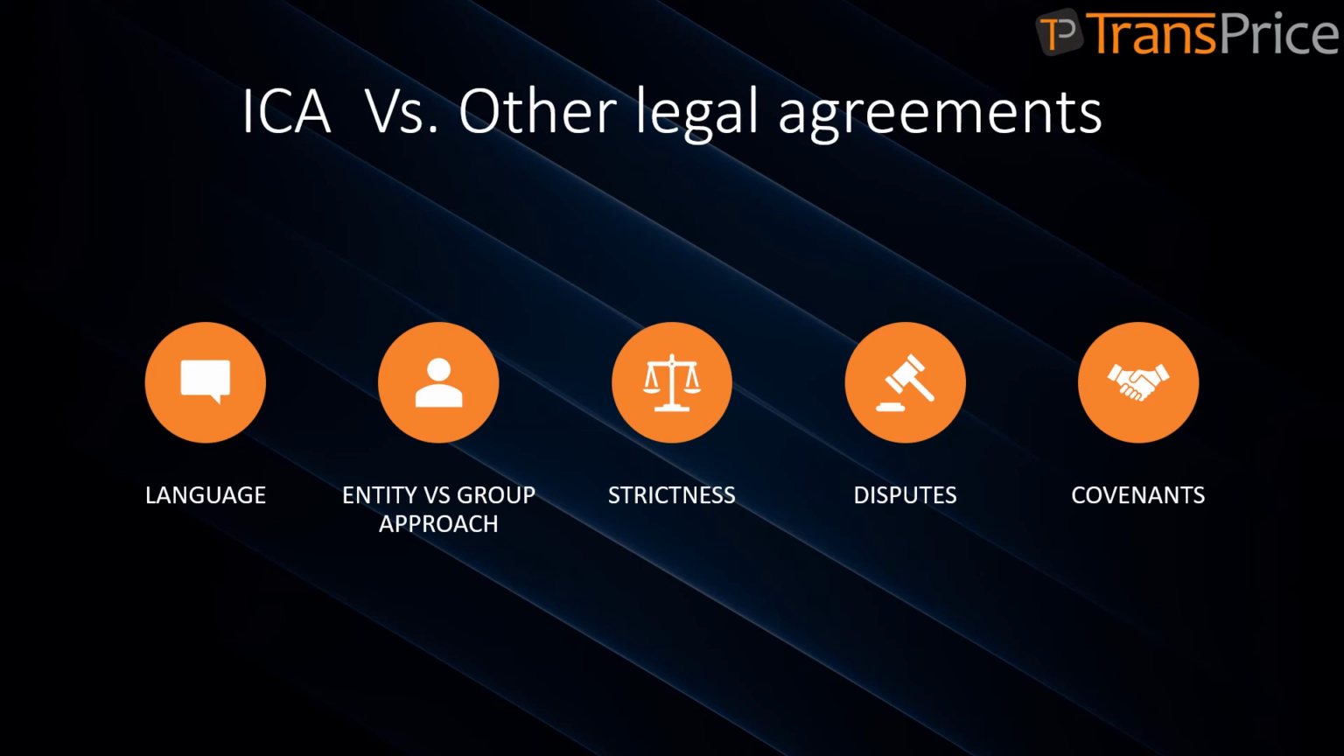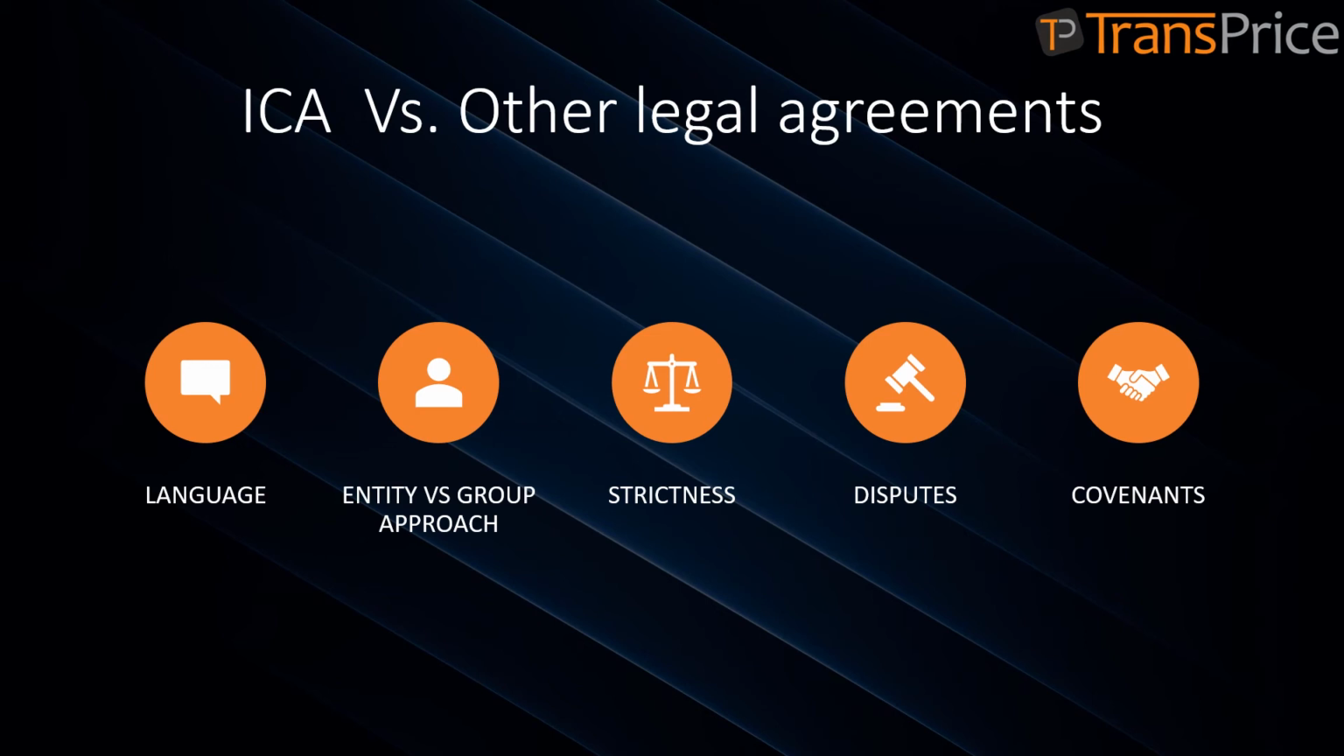Second, entity versus group approach. In general legal contracts, the parties try to protect their own interest, that is the entity approach. Whereas in the case of ICA, the interest of the multinational group is kept as a priority item. ICAs cannot go against the value drivers and business principles adopted by the group at large.